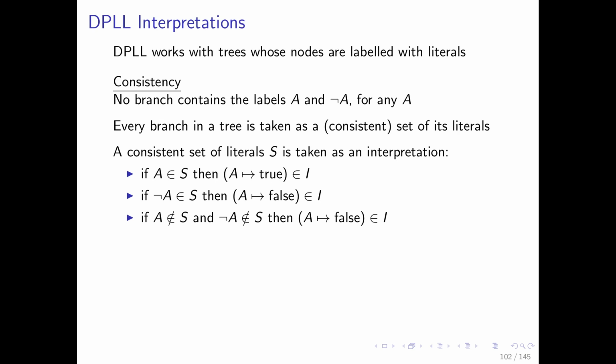So the intuition is that you're going to make all the things on the branch true, and you don't want to make both A and not A true, right? Because that's inconsistent. Then every branch is going to be taken as a model.